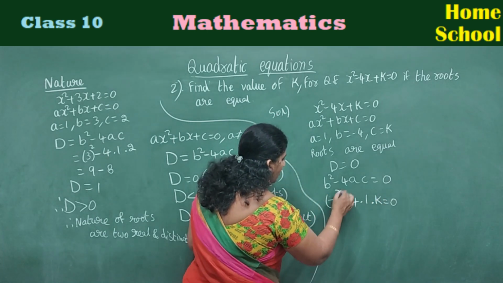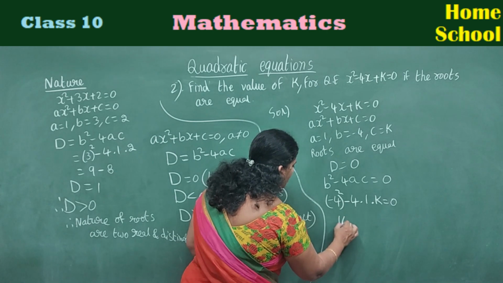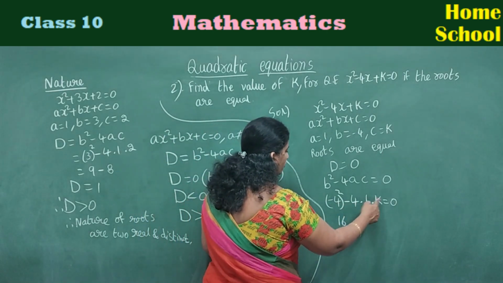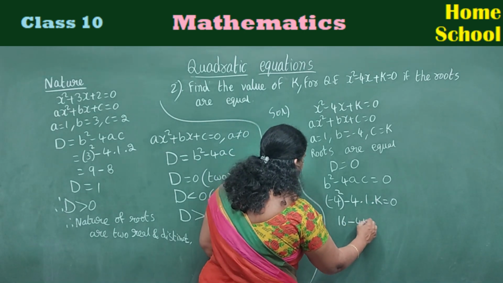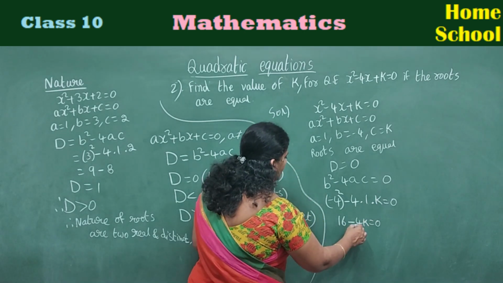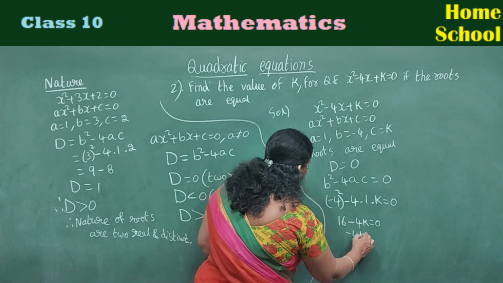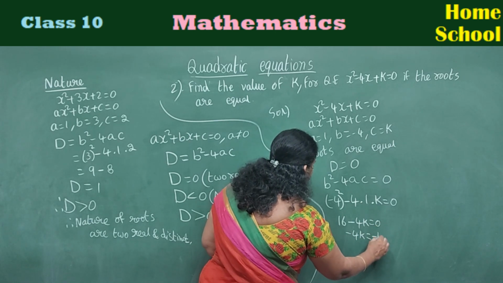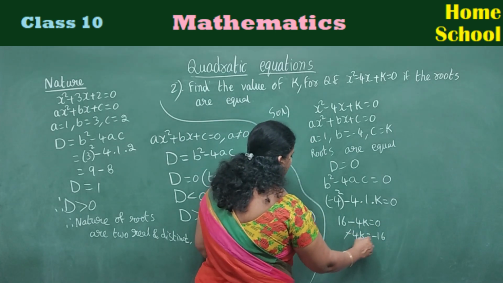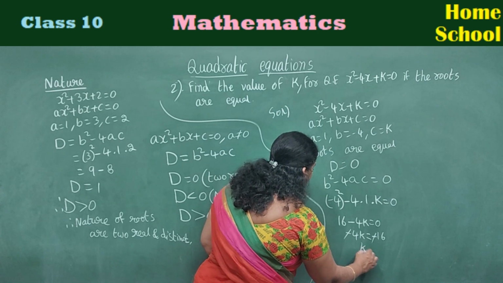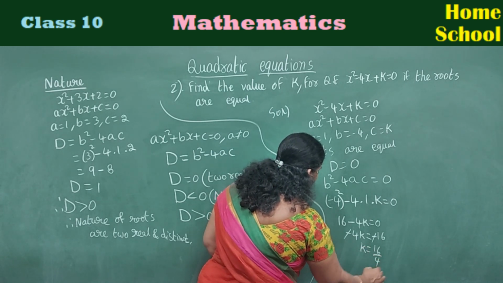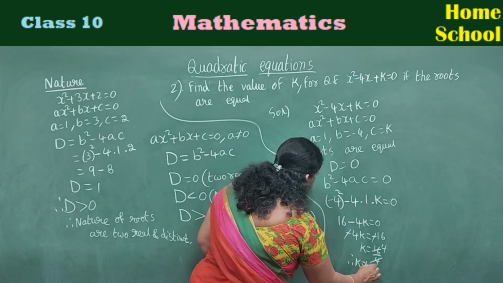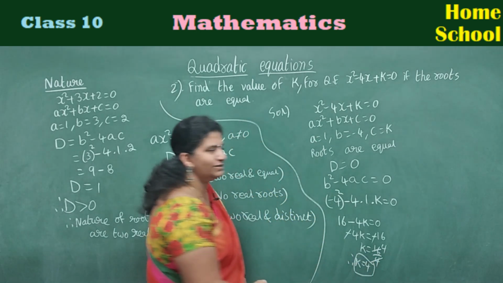Minus 4 whole square, 4 4s are 16, minus into minus plus. 4 into 1, 4, 4 into k, 4k. Minus 4k equal to 0. Minus 4k is equal to, transpose the 16 to the other side, 0 minus 16 will be minus 16. Minus cancel. k is equal to 16 by 4. 4 4s are 16. Therefore, k is equal to 4 is your answer.